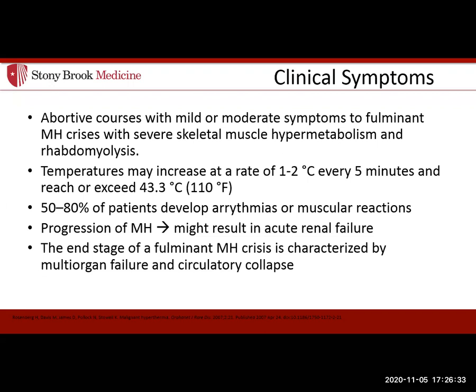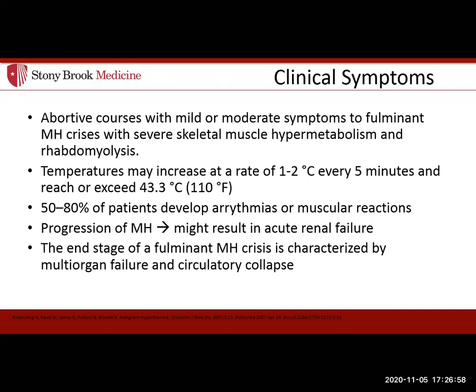Now, focusing on the temperature, it can actually increase at a rate of 1 to 2 degrees Celsius every 5 minutes and can reach or even exceed 43 degrees Celsius. And this is over 110 degrees Fahrenheit. So many of these patients at this point will develop some type of brain injury. Unfortunately, they could go into status epilepticus. So there's a lot of late signs that can occur due to the temperature rise.